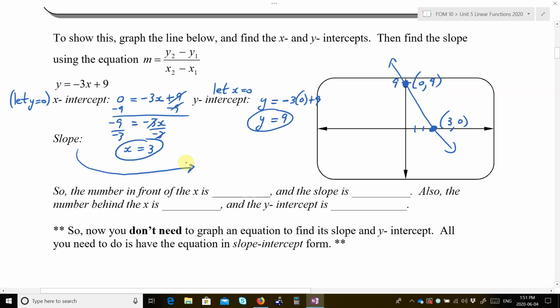If we were to then figure out the slope, slope is equal to y2 minus y1 over x2 minus x1. I'm just going to give myself a little bit more space here. Let's do this again.